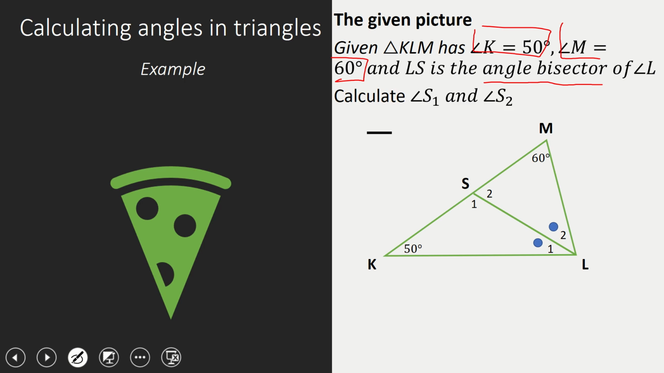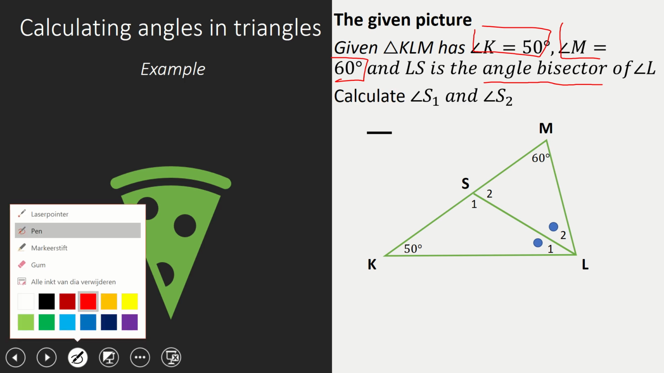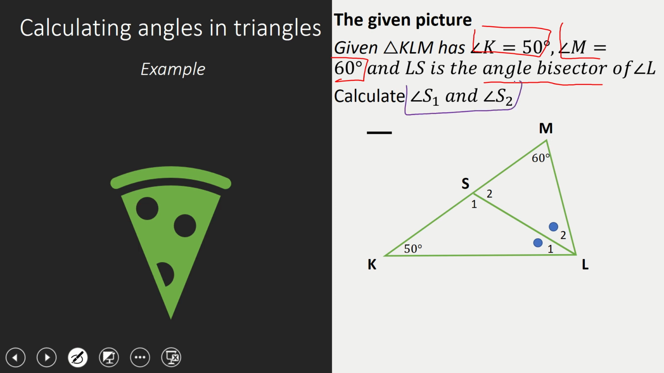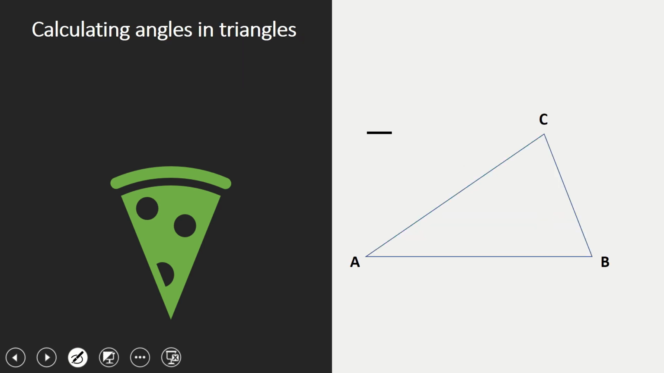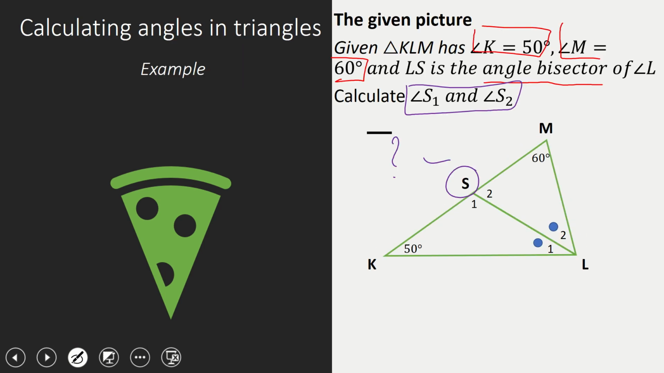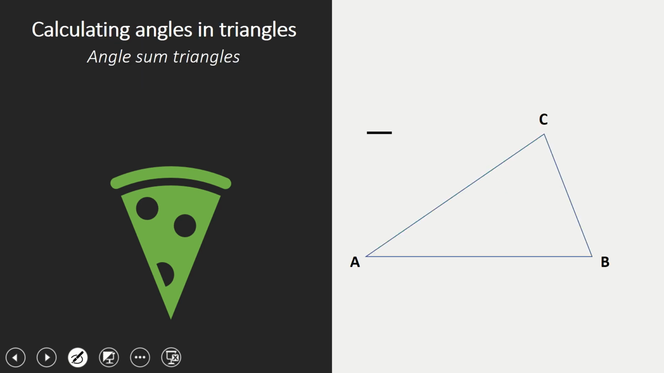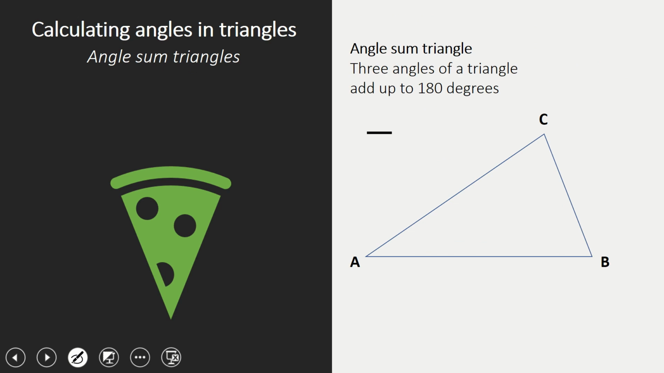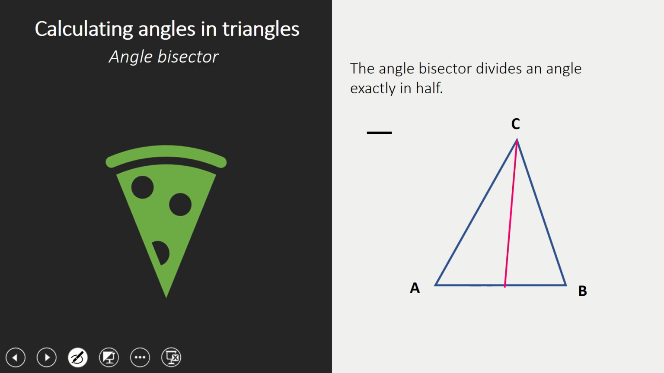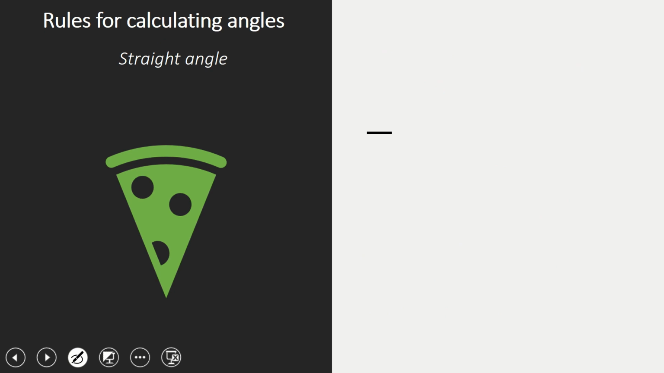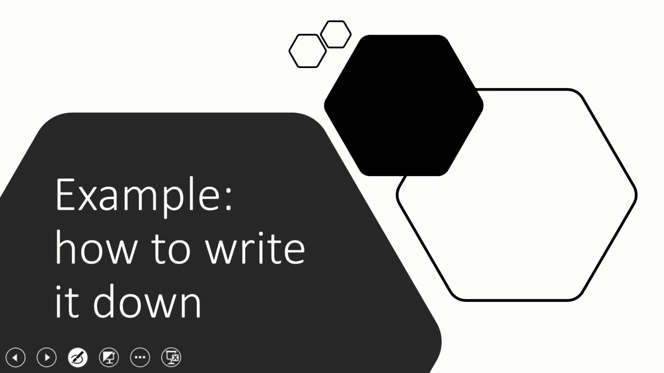They want us to calculate angle S1 and angle S2. So this is what we want to know. But how do we need to do this? We will need some rules that I gave you in the previous sheets. So we need the rule of the angle sum of a triangle: the 3 angles of a triangle add up to 180 degrees. We will need the angle bisector, so that it divides in half. And we will need a straight angle, and that is 180 degrees.